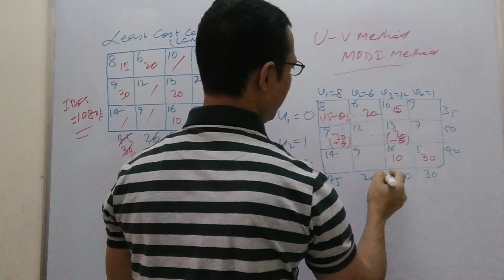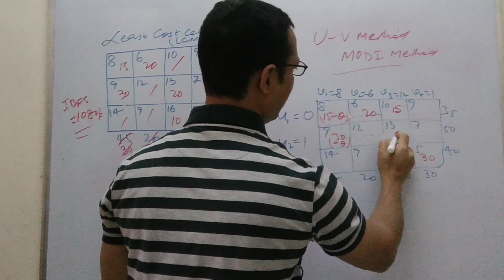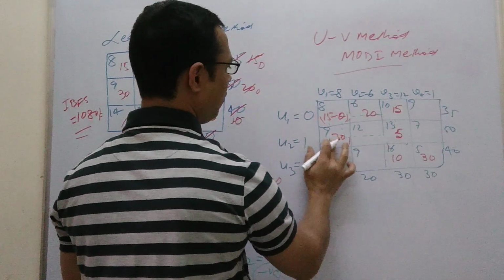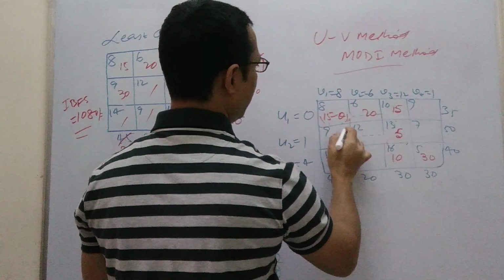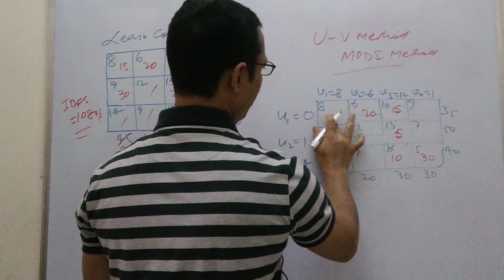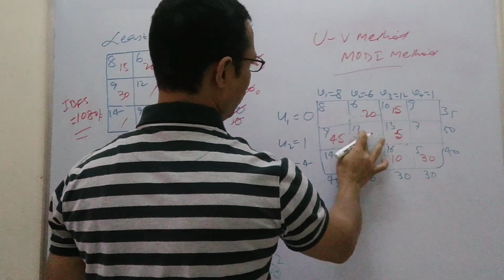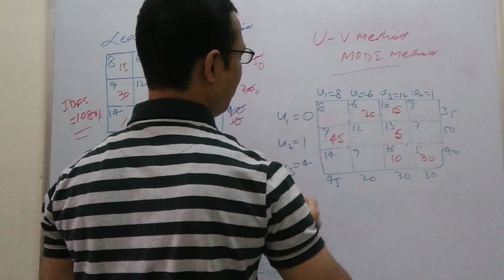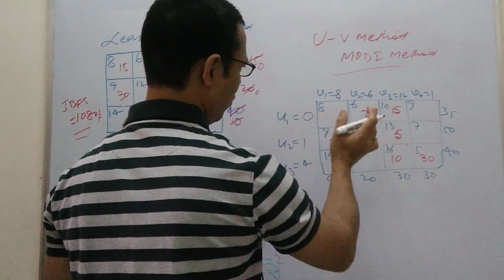Now theta 15 means 20 minus 15, this value will be 5. Next 30 plus 15, this one will be 45, and 15 minus 15, it will become 0. So this cell is called unallocated, and this cell has got an allocation. Now if you check, the result will definitely get reduced. The transportation cost is going to be minimized.